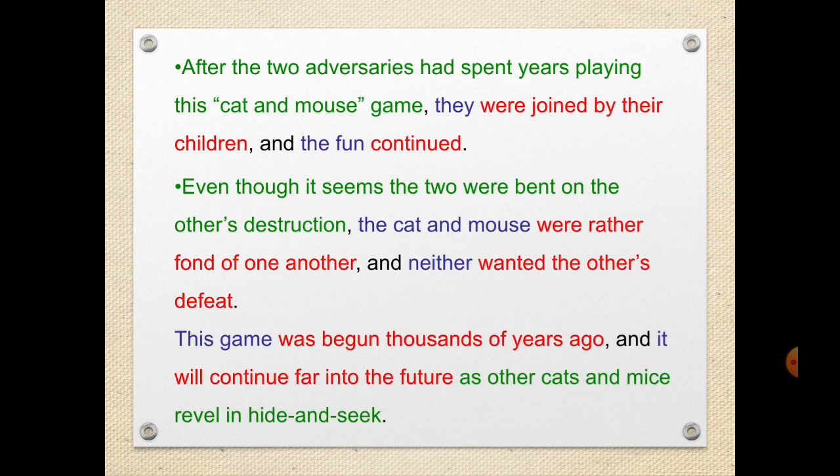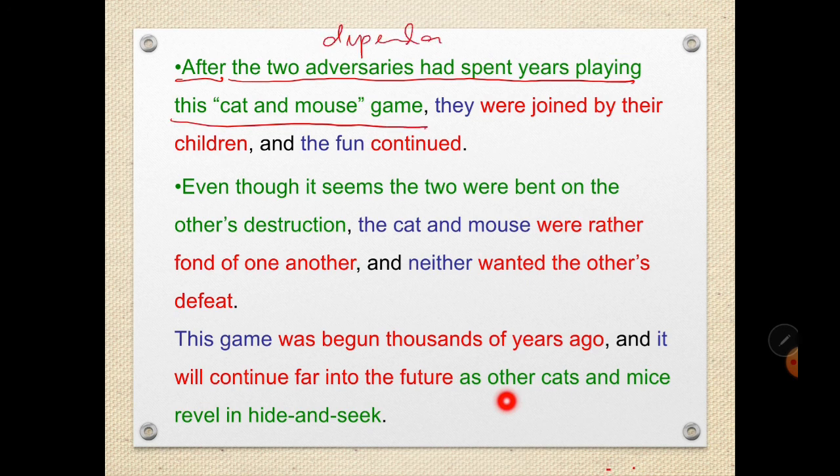Okay, after the two adversaries had spent years playing the cat and mouse game, they were joined by their children, and the fun continued. Right. The first part of the sentence, if you notice, starts with after. After is a subordinating conjunction. So basically, this whole part of the sentence is a dependent clause. So we have one dependent clause, which means we have another two clauses which are independent clauses.